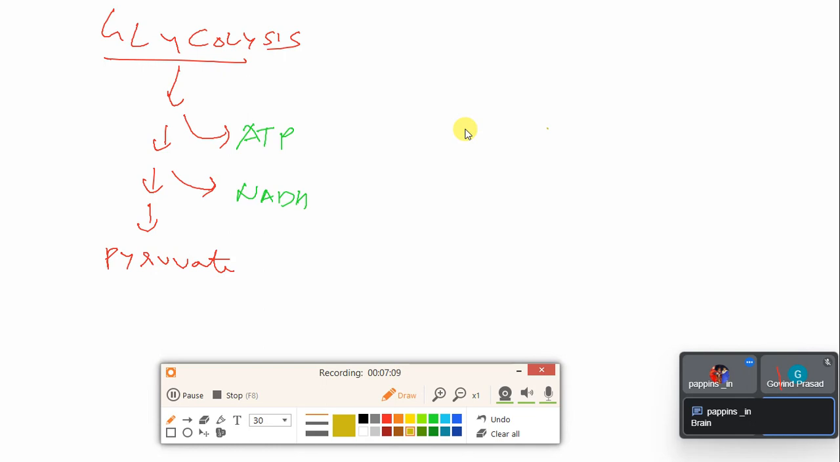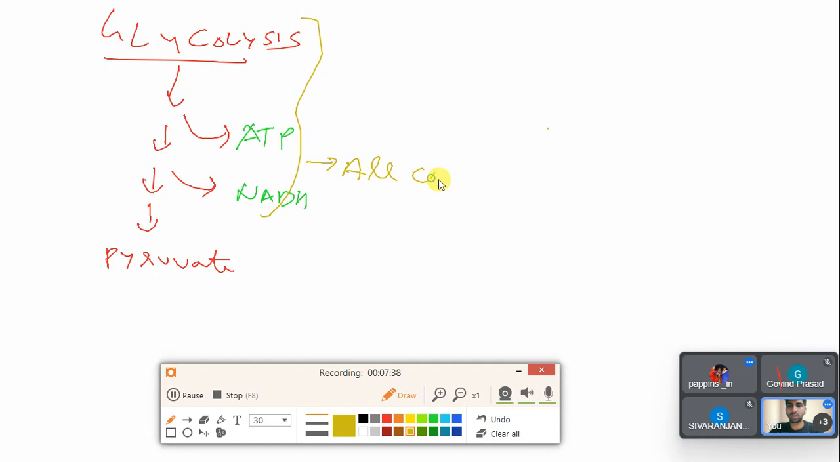Actually, as we know, glycolysis is basically the breakdown of glucose to pyruvate, which in turn gives us energy. So the answer is actually that in every cell of our body, glycolysis occurs. There is no exception to it. All cells will perform glycolysis. Every cell needs energy, so every cell in our body will perform glycolysis.